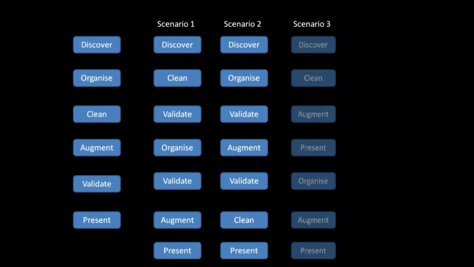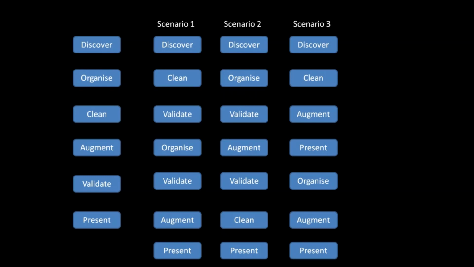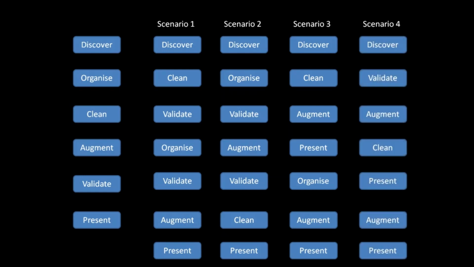In scenario 3, we can have the discover phase, cleaning, augment, then present, then organize, and again augment, and again present the data. So you are getting the gist of it by now, that all these 6 elements can be toggled around. They can be repeated and iterated over, and they can come in any order, whatever makes sense to that specific data set for the data analysis or data science project.